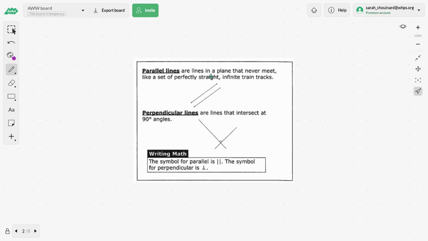So parallel lines are the types of lines we are going to be dealing with today. They are lines that never meet, like a set of perfectly straight, infinite train tracks. Perpendicular lines we're not going to be dealing with today, but just to remind you, they are lines that intersect at a 90-degree angle. The symbol that we'll see for parallel lines is two lines straight up and down. The symbol for perpendicular is two lines that make a 90-degree angle. Mathematicians are not very creative, so when they come up with the symbols, they try to make them as straightforward as possible.